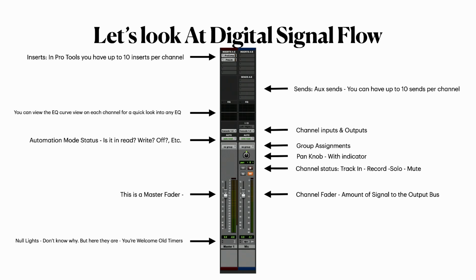Null lights are from back in the day, in the 70s and 80s, before digital, you youngsters, when we actually did this stuff on analog consoles. Automation was on some analog consoles, and what the null lights did is if you were above the automation, the little light would come on and say, hey, you're above the automation, go down. And if you were below the automation, a little light would come on and say, hey, you're below the automation, you need to go up.